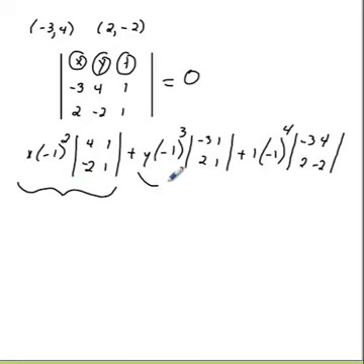Now what I'm going to end up with is a product of three numbers to add to a second product, to a third product, to get a final answer. Remember, this is all equal to 0.